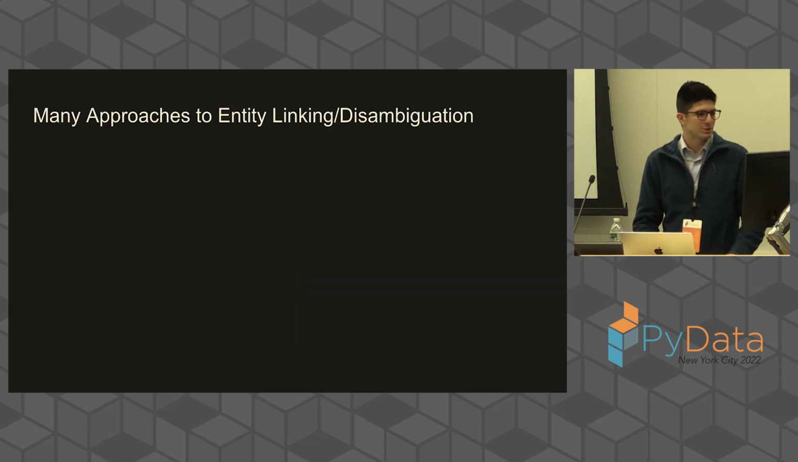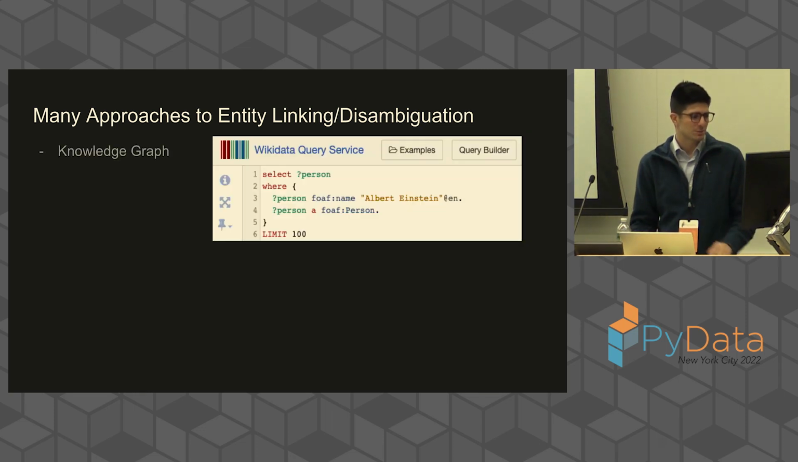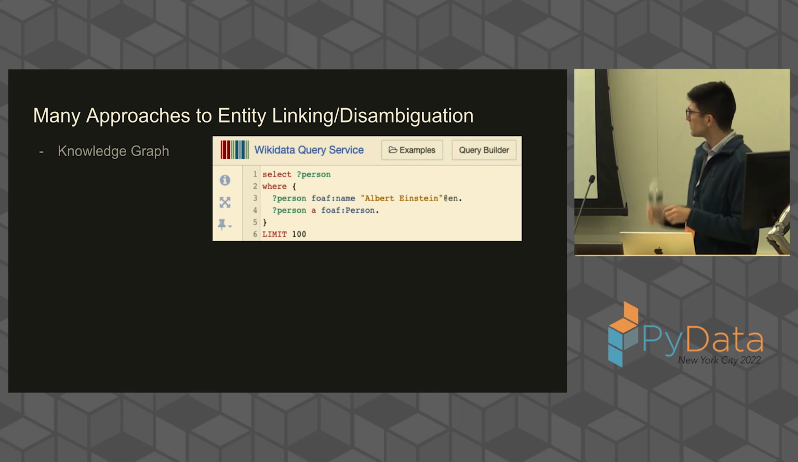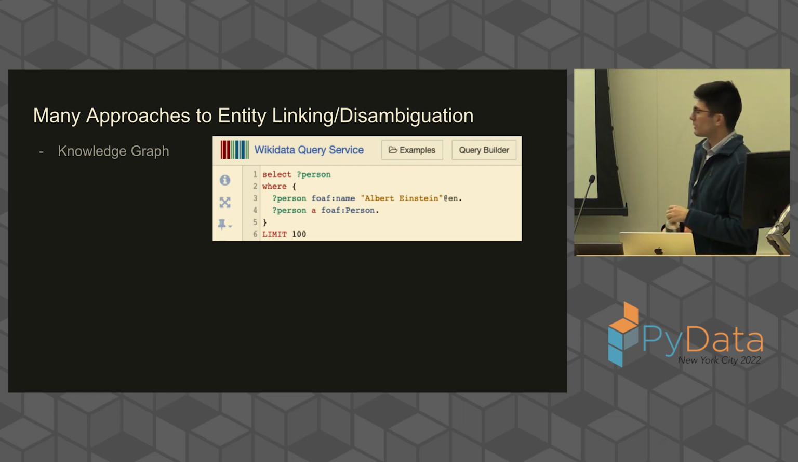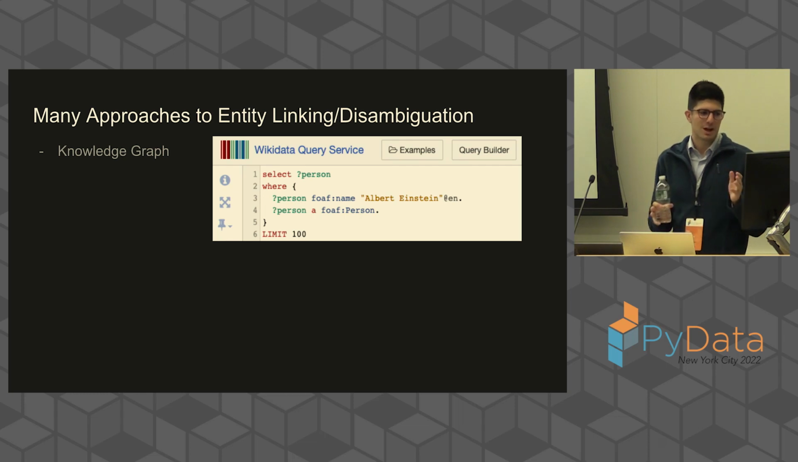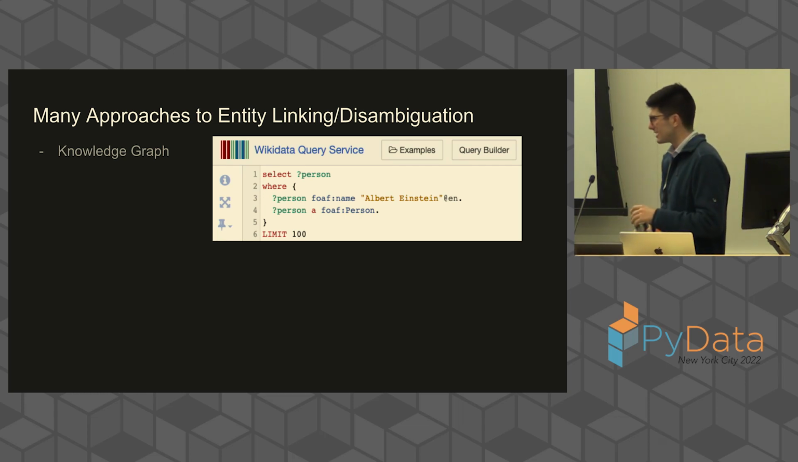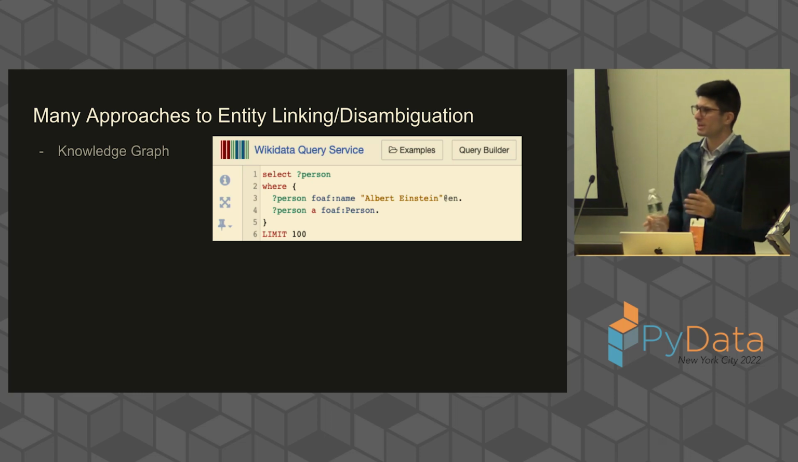But there are many approaches to try and solve this problem. Many approaches to entity linking or disambiguation. The first one, I think the most common, is people try to use knowledge graphs. Wikidata actually has an API for this. This is kind of a weird form of SQL. If anyone's heard of SPARQL before, it's for querying graph data. So you can say, give me all of the people where the name looks like Albert Einstein. And maybe you can include some information you're able to extract from the article with that query to try and narrow it down.